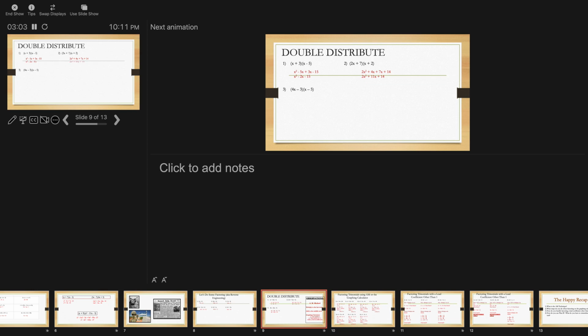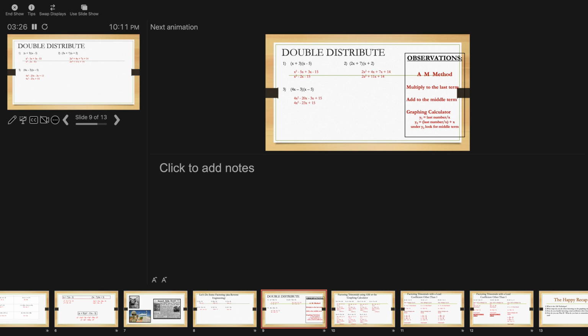Combinable in the middle, that's 2x squared plus 11x plus 14. Last but not least, number 3. If I distribute the 4x, I get 4x squared minus 20x. And if I distribute the negative 3, I get negative 3x plus 15, combinable in the middle. That's 4x squared minus 23x plus 15.